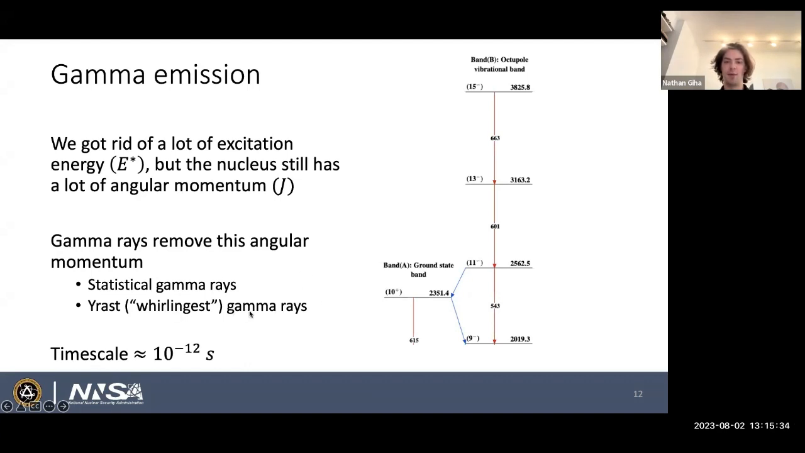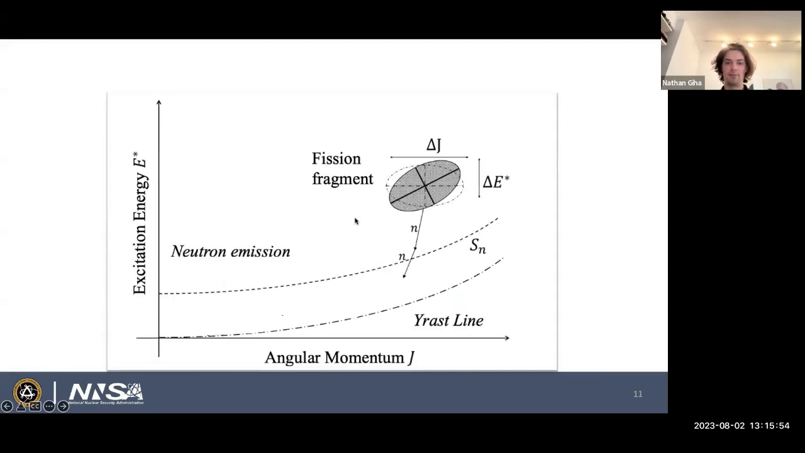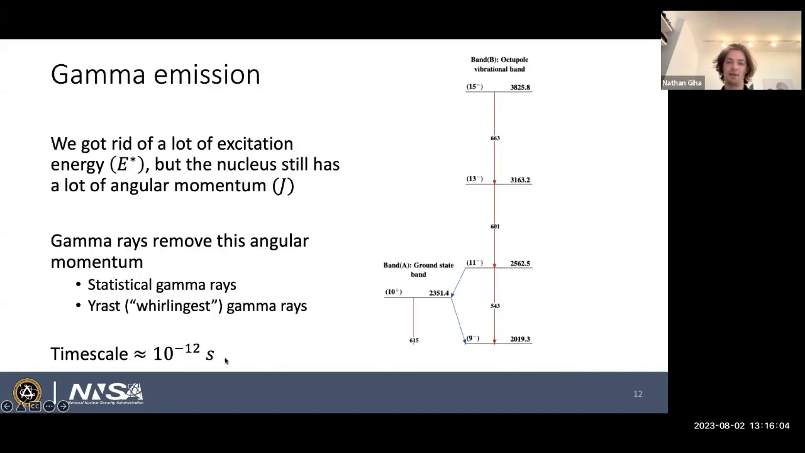And then these yrast gamma rays, which, that is not an English word. It means whirlingist, and it refers to gamma rays that come from nuclear states where they are at the highest possible angular momentum at a given excitation energy. That corresponds to this line right here. So if you're along this line, you're on the yrast line and you emit yrast gamma rays. The timescale is a little bit longer here, on the order of picoseconds is when that starts, and it'll go until it's done.